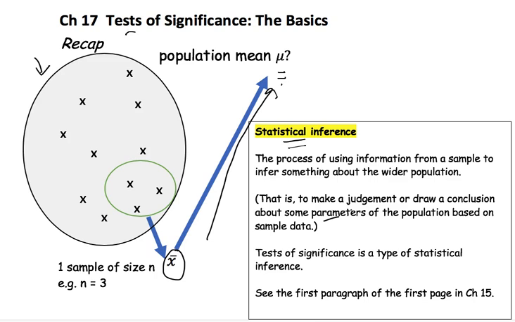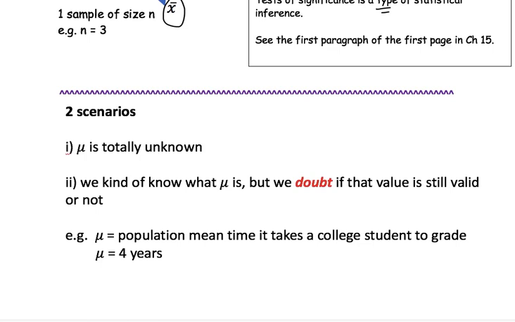And tests of significance is a type of statistical inference, and we'll get into details later. Now, maybe I should be a little bit more specific. When we say we don't know what mu is, there are actually two scenarios. One is we really don't know what mu is. We have no idea how big, how small.